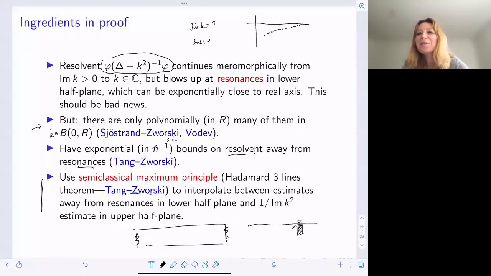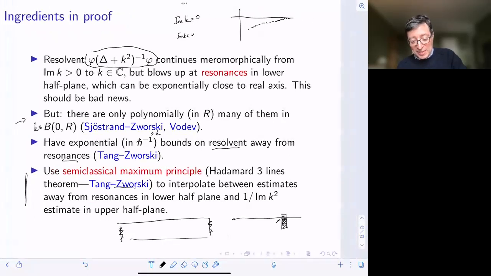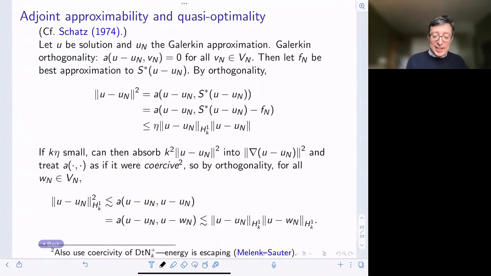Okay, Gerald, could you please show us the last slide? I mean, the last slide related to the argument for quasi-optimality. All right, here's the last slide. It's a little bit brief, so well, all right.